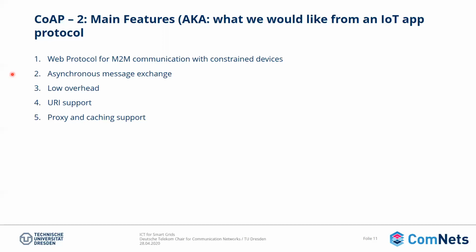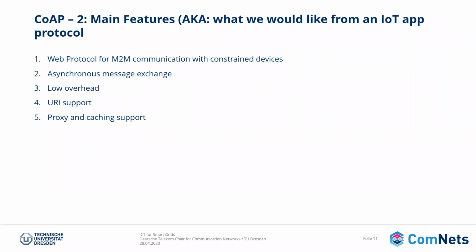The overhead of CoAP is quite low, so you don't have the same overhead that you have with HTTP. And we will see why in the next slide. It also has unique resource identifier support. So we said identifier because it can be a location as in HTTP, or it can be something else that would identify a resource.